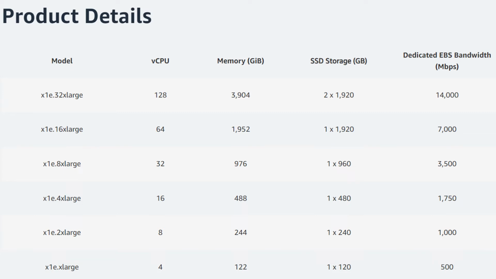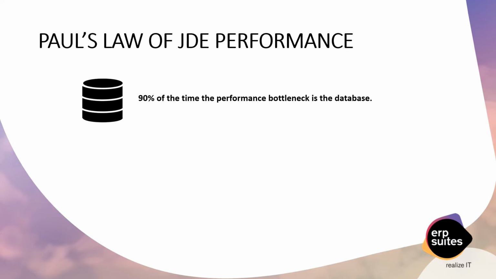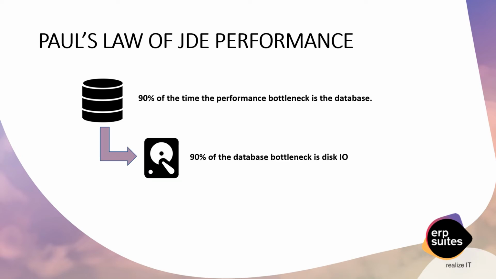The problem with this is it's a database. And specifically with J.D. Edwards, you need fast disk. You need great throughput. And if you can see under dedicated EBS bandwidth, it really wasn't there on this shape. So there's something I jokingly refer to as Paul's Law of J.D. Edwards performance. What this states is that 90% of the time, your J.D. Edwards performance bottleneck is the database. And 90% of the time, that database bottleneck is disk I/O.